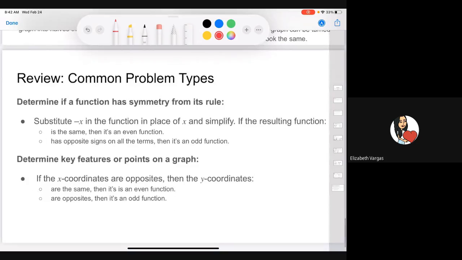But again, we'll go over some examples tomorrow so you can see what kind of question types you'll get, and then you'll be able to do some on your own, okay? Any questions?